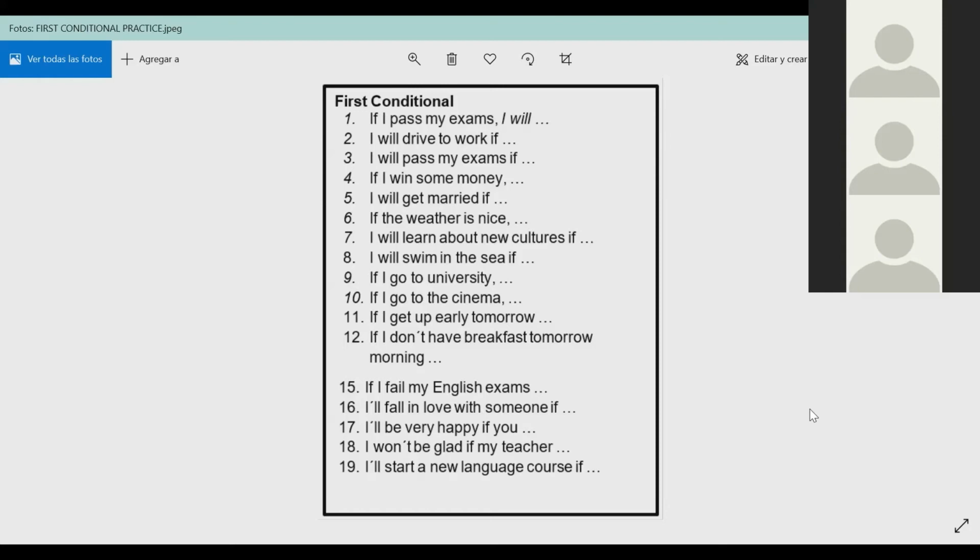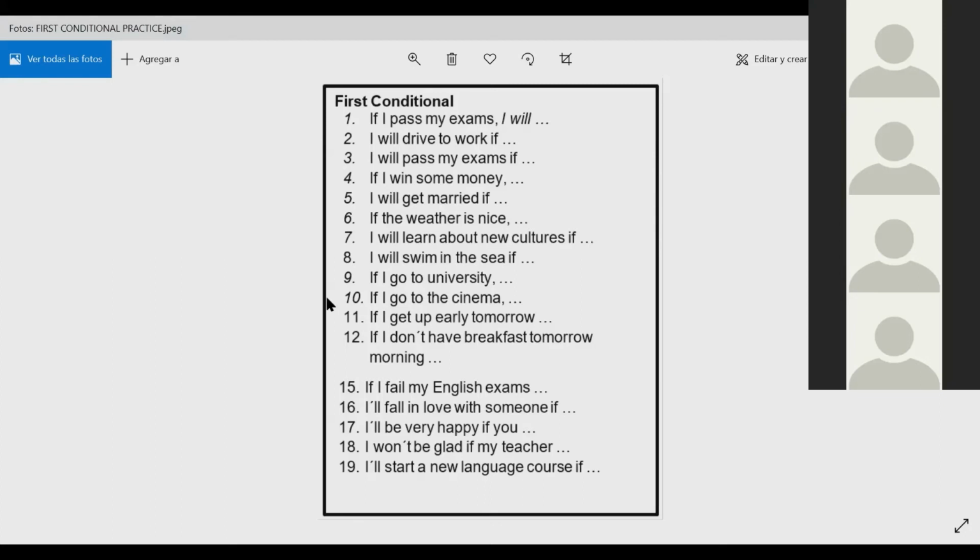Okay, Christopher, number 2 there. I will try to work if the day is cloudy. Okay, that could happen. Number 3, guys. Now let's repeat it. Number 4, guys.